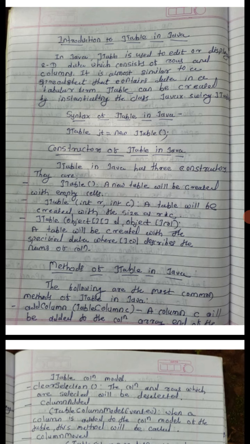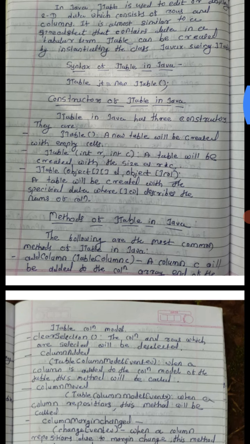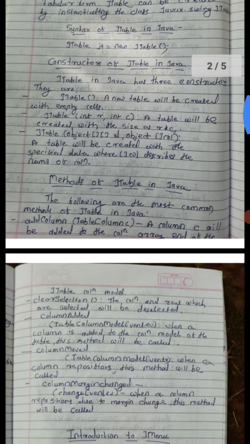JTable can be created by instantiating the class javax.swing.JTable. See, the syntax of JTable in Java: JTable jt = new JTable.